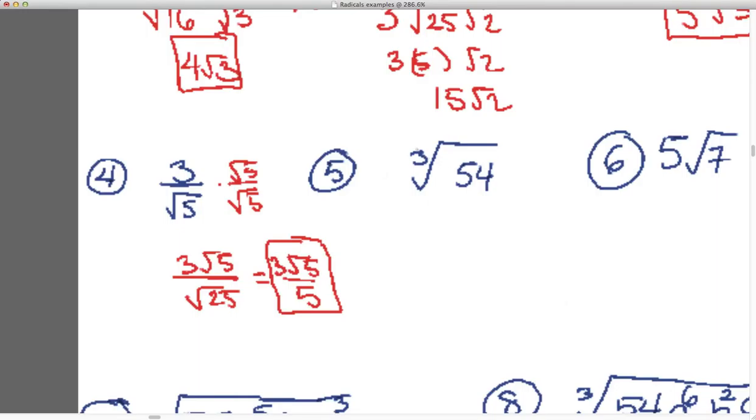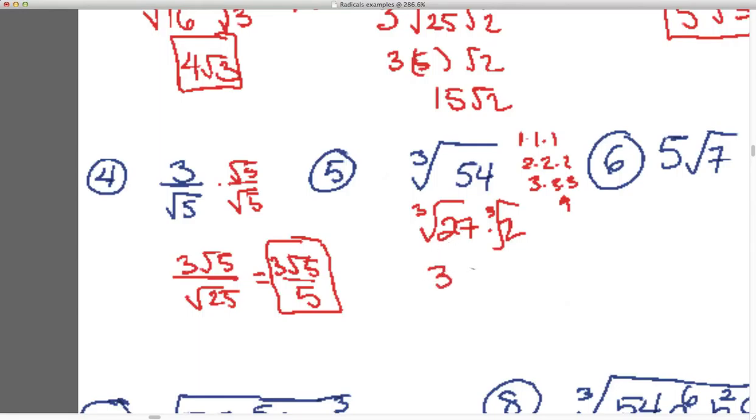Here, because this is a 3, we now have to look for perfect cubes. 1 times 1 times 1, 2 times 2 times 2, 3 times 3 times 3 actually is 27, and 54 is 27 times 2. Why did I choose 27? Because the cube root of 27 is 3. So we get 3 when you do this one, and then you can't do anything with that cube root of 2, so it stays cube root of 2. And that's a 3 up there, I promise.